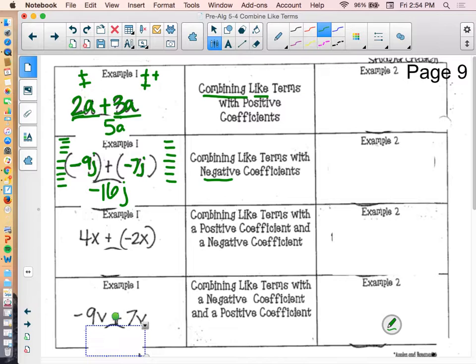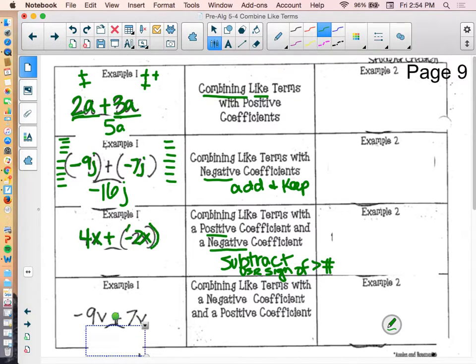If you combine like terms with a positive and a negative, remember that means subtract. Different signs subtract, and same signs add and keep. With this one, you use the sign of the bigger number. If you already know this, you don't have to write that part, but I would like you to write down the example, 4x plus a negative 2x. Notice the parentheses are just to help you remember that that's a negative 2x.